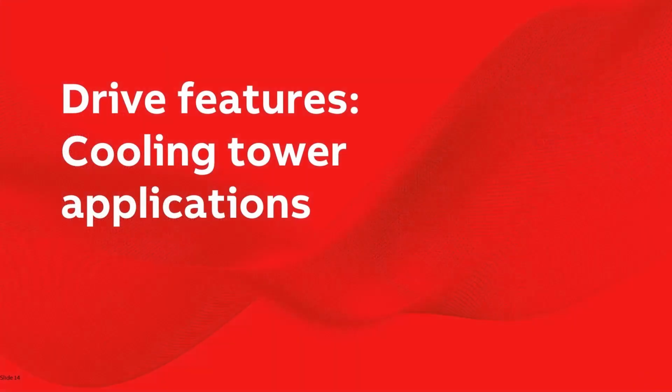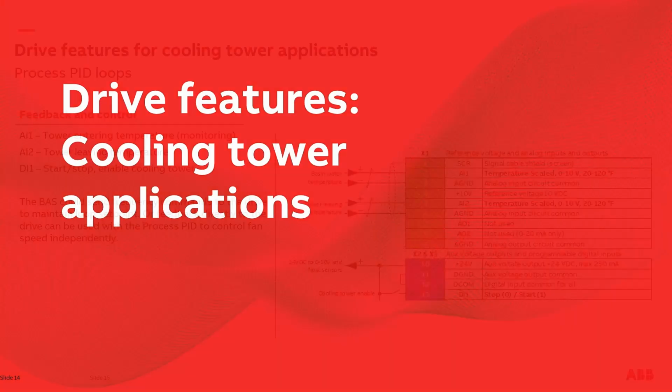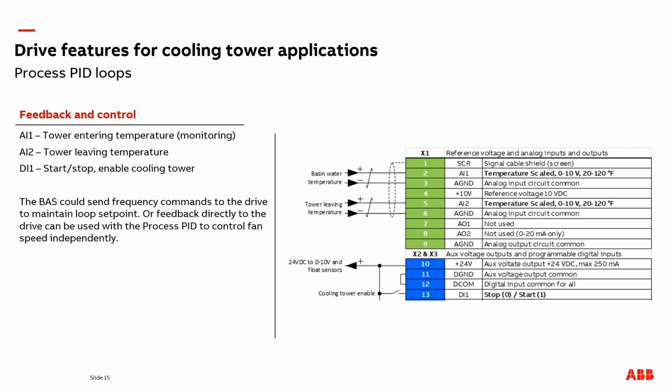Now let's take a look at a couple drive programming features useful for these cooling tower applications. If integrated with a building automation system, tower fan speed could be controlled by the BAS based on loop temperature feedback. Drive start-stop speed and status could be hardwired or over network communications to the BAS. Alternatively, the temperature feedback can be connected directly to the tower fan drive and an internal process PID loop used to control the fan speed to maintain temperature set point. A fixed set point could be used or adjustable and sent from the BAS.